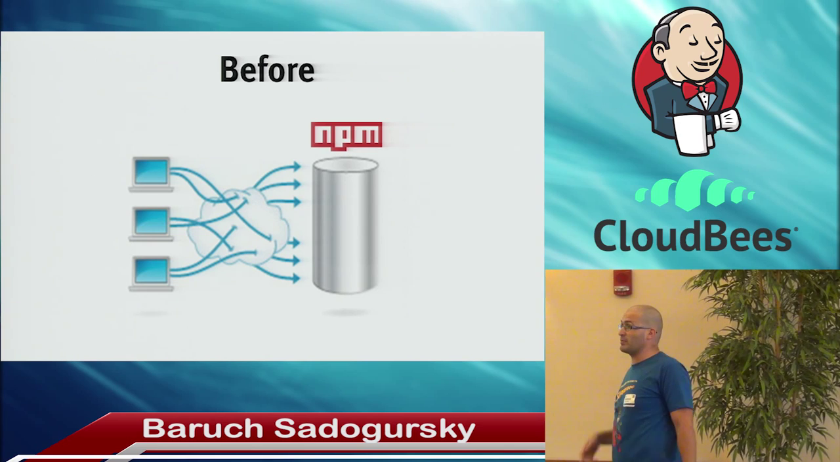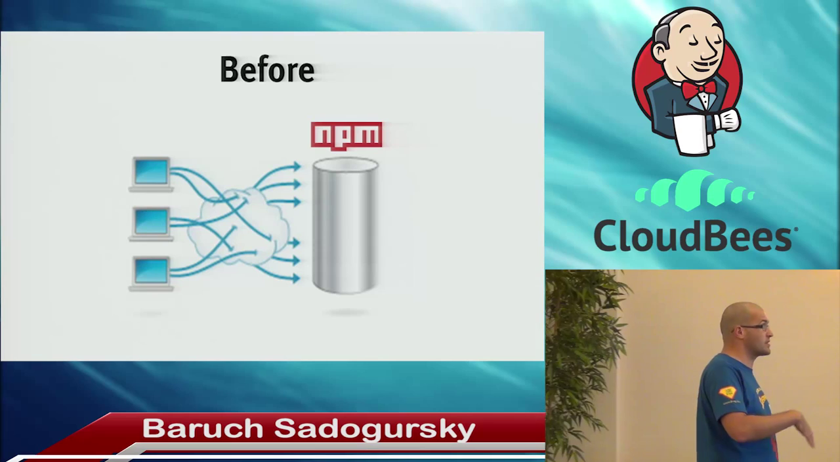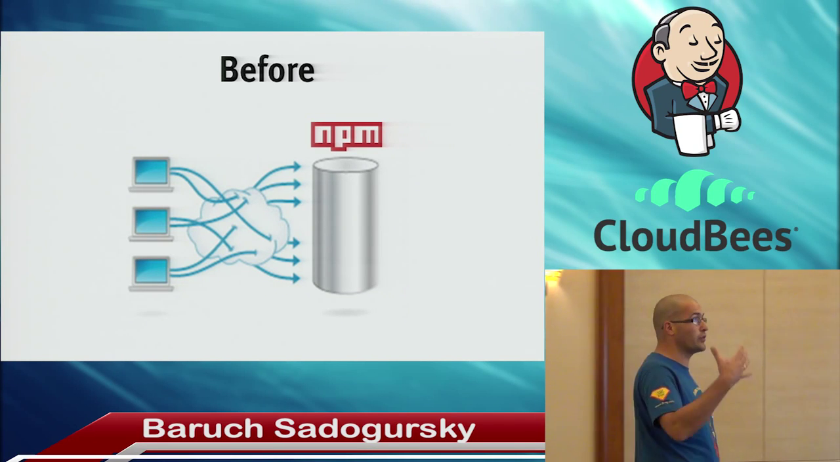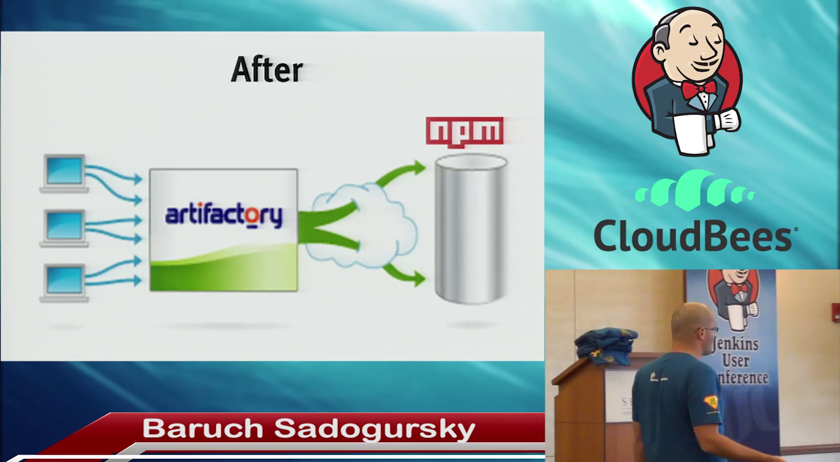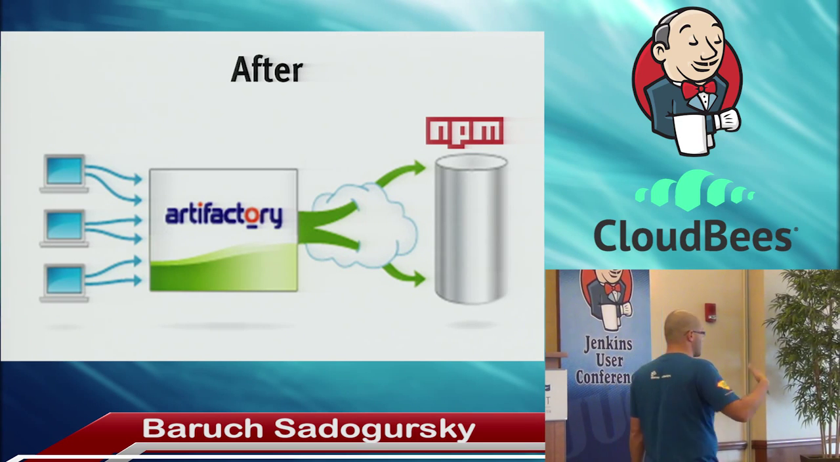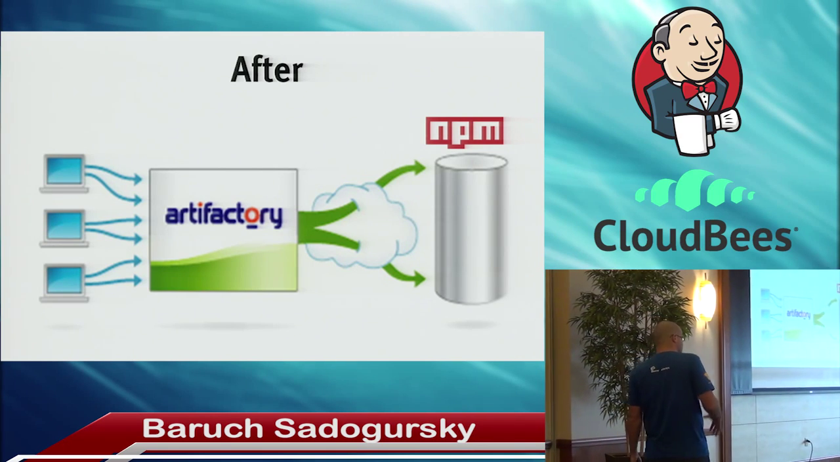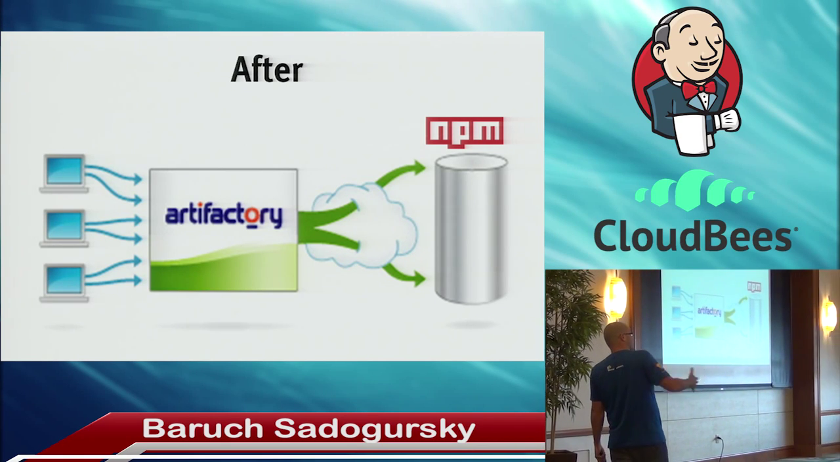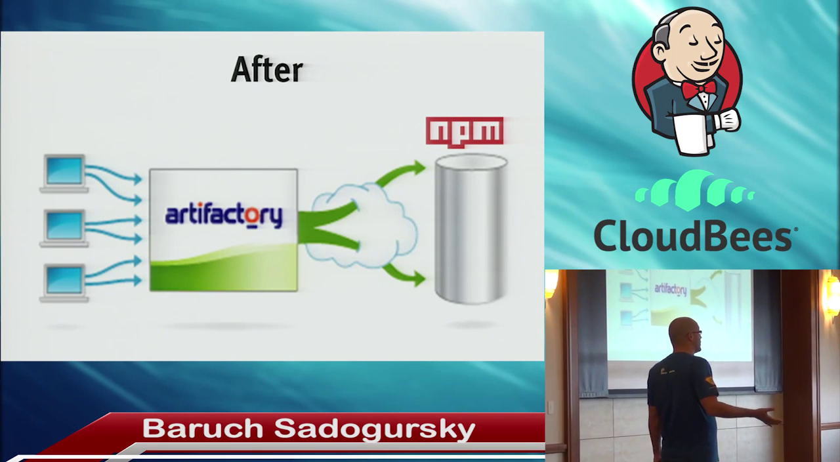So this is what you had before. All the developers from their machine just go directly to the NPM registry. And this is what you have now. You have a binary repository between the developer machines and the NPM registry. This is a good thing to do because now you proxy automatically whatever needs to be fetched from there, and you still have control.